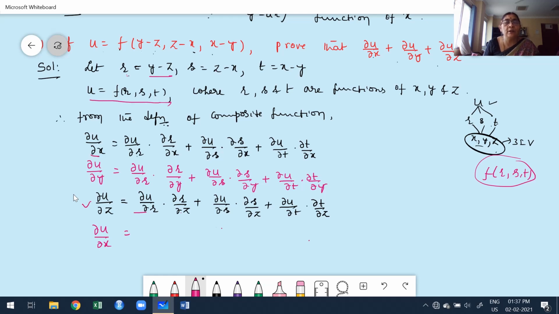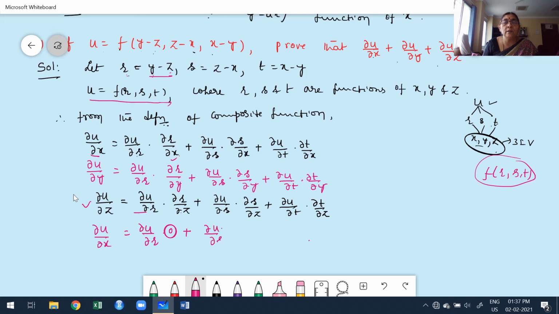∂U/∂X. But anyway, U is a function of R, S, T. Therefore, we can't write any value in terms of R. Leave it ∂U/∂R into ∂R/∂X. What is ∂R/∂X? With respect to X, what are the constants? Y and Z are constant. What is the derivative of a constant? It is 0.